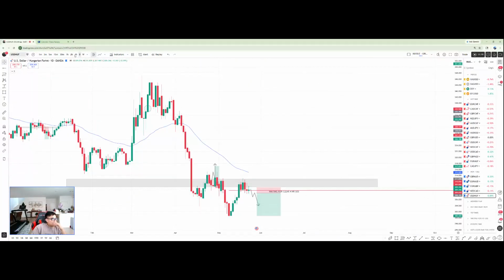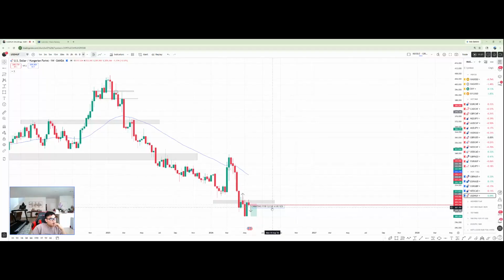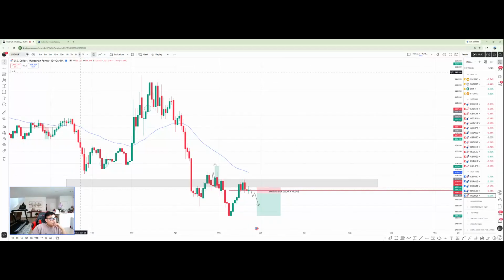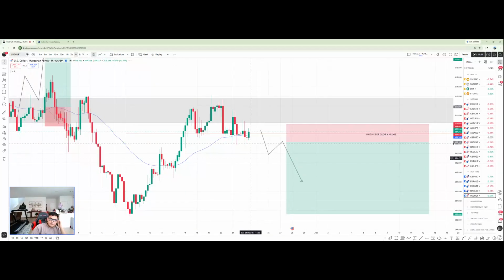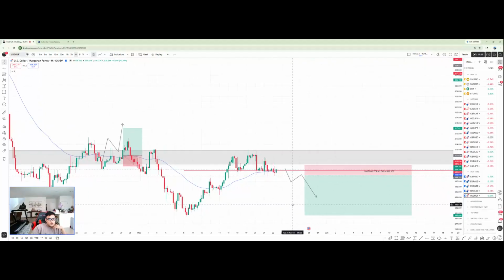USD HUF, weekly bearish, daily bearish, but we need a 4 hour clear shift of structure. So yeah, that will be my next week pairs. Hopefully we can catch once again.